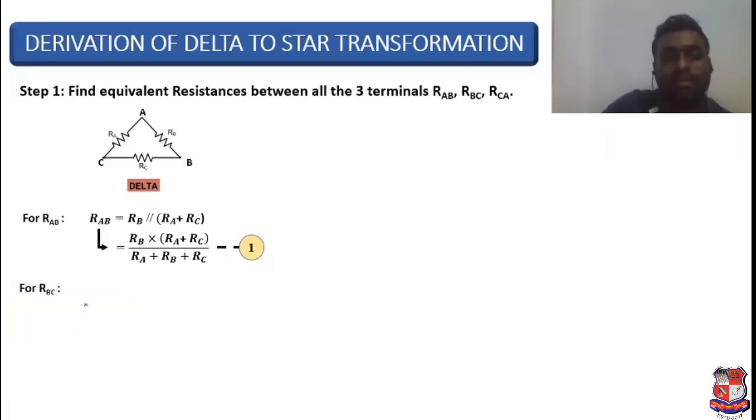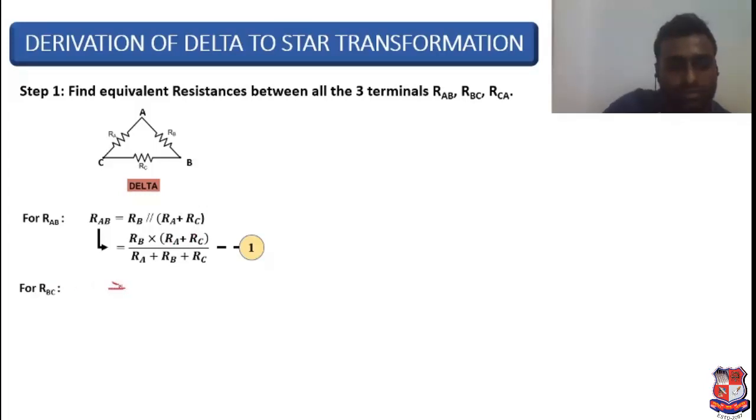Now we will find the equivalent resistance between B terminal and C terminal. So we can see the pattern over here. If we are finding RAB, we are taking the same resistance of that branch multiplied by the summation of the other two resistances. So what will be for RBC?